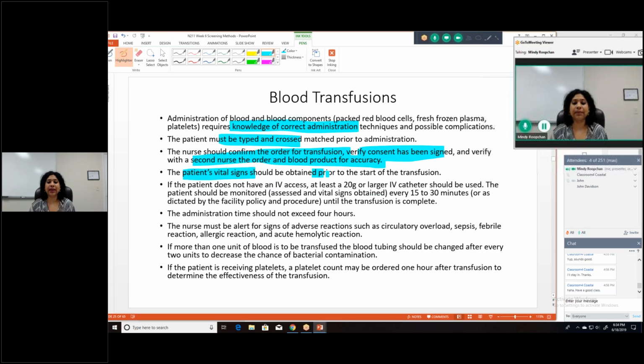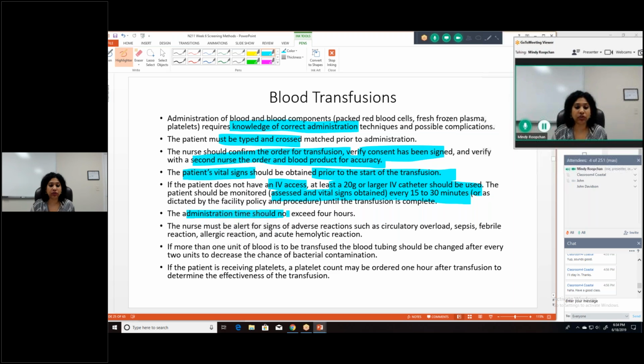Patients' vital signs are obtained before you start the transfusion. If they don't have IV access, use a large gauge, a 20 gauge or larger, to get the blood in there. Patients are monitored and assessed every 15 to 30 minutes. You always stay with the patient. Do not leave them, at least for the first 15 to 30 minutes of the transfusion. If they have a reaction, you need to be there.